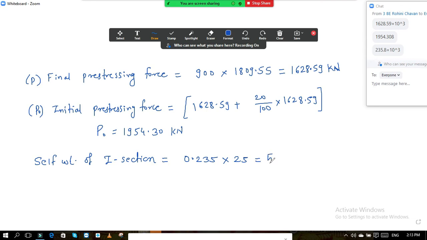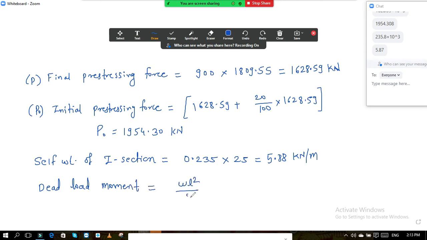Near about 5.88 kilonewton per meter. Okay. So the dead load moment. Now this is the actual dead load moment. It is WL square by 8.